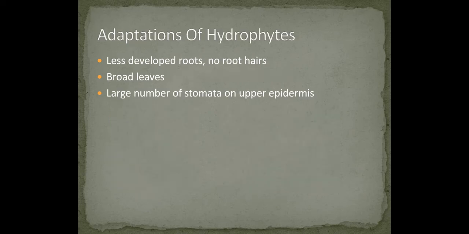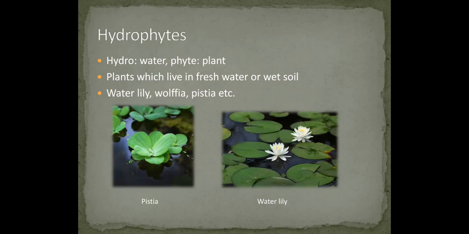So coming to their adaptations, by looking at their environment, we can say that they have plenty of water, and when there is plenty of water in their environment, the water will keep on entering their body, because water always moves from a region of higher concentration to a region of lower concentration. So they will face a problem: they will have a lot of water in their body. Water will constantly get into their body by the process of osmosis.